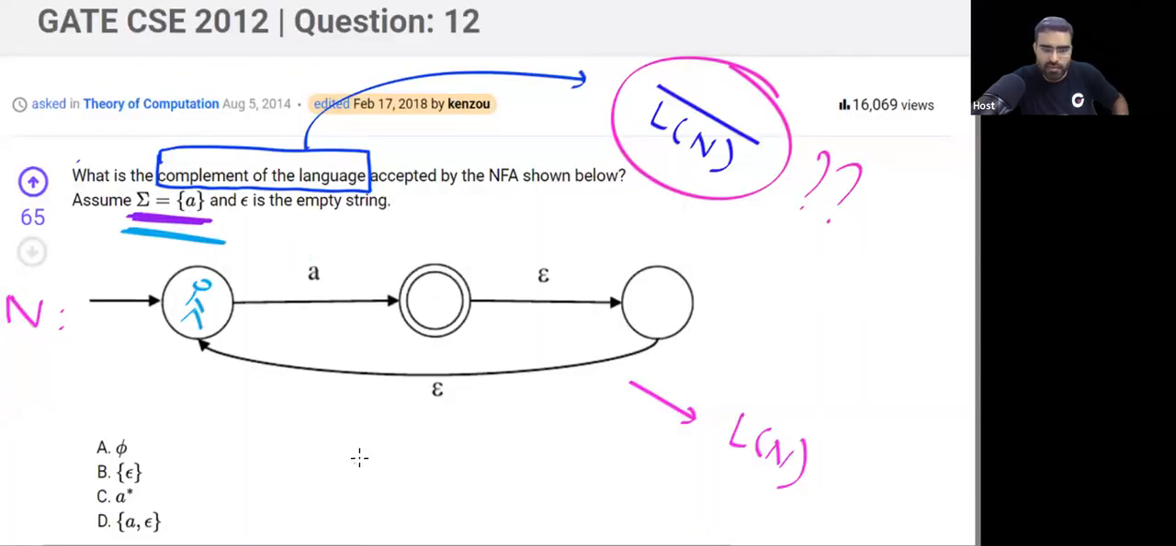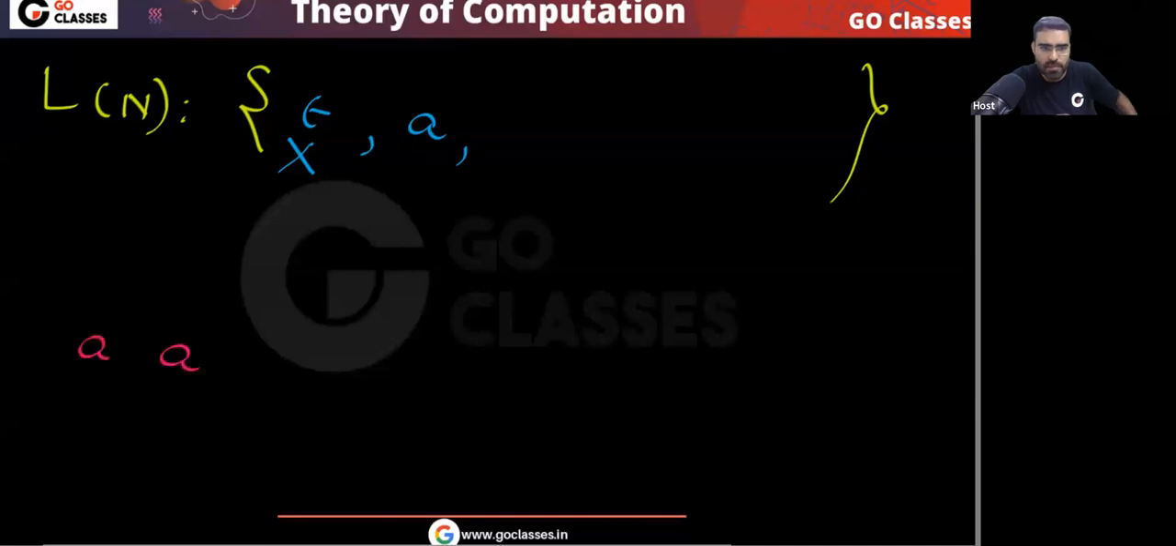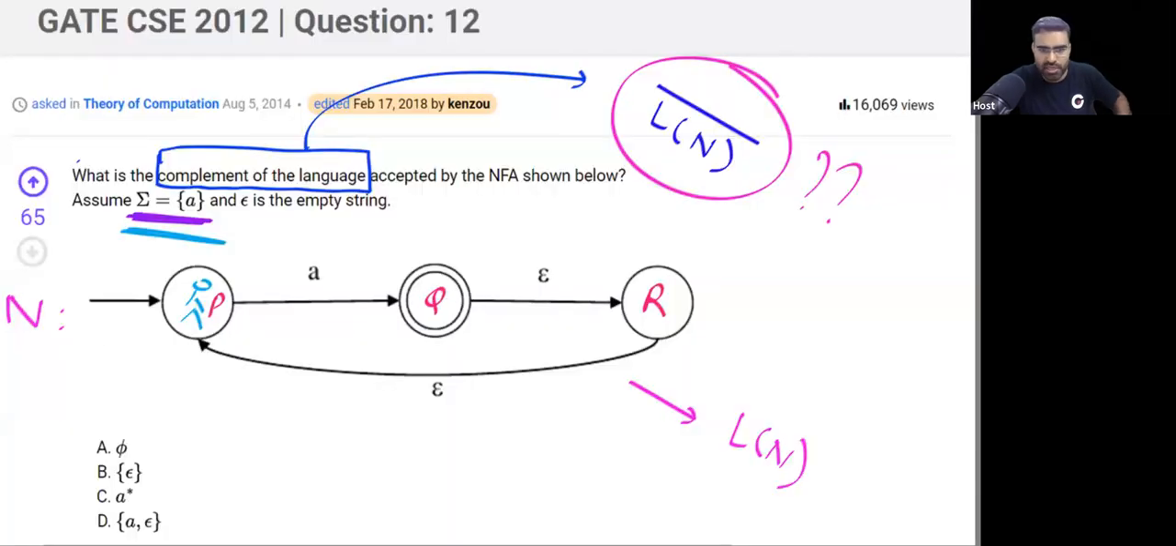What about double A? Is double A accepted? Let's call this state P, this state Q, this state R. Yes, double A is accepted. See what you can do. To accept double A, from the state P, you will read A and go to state Q.